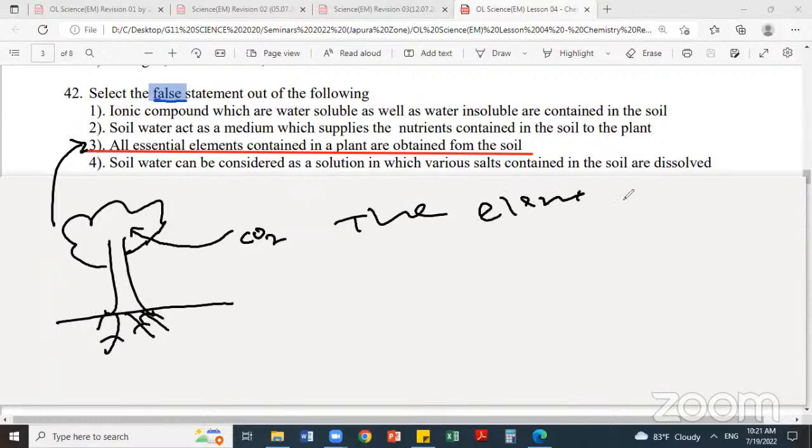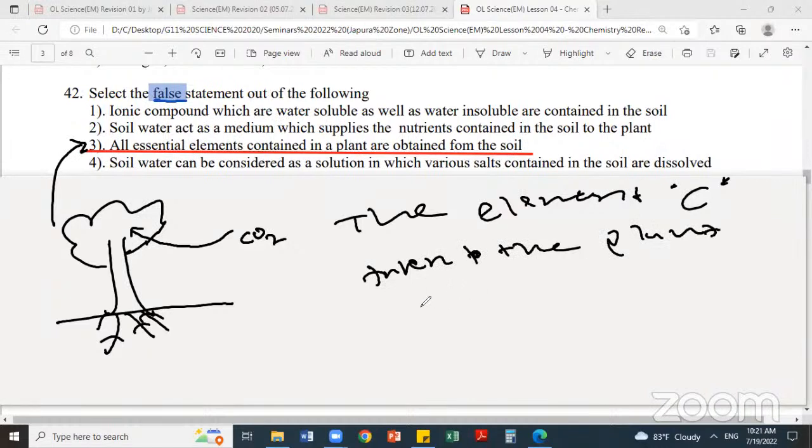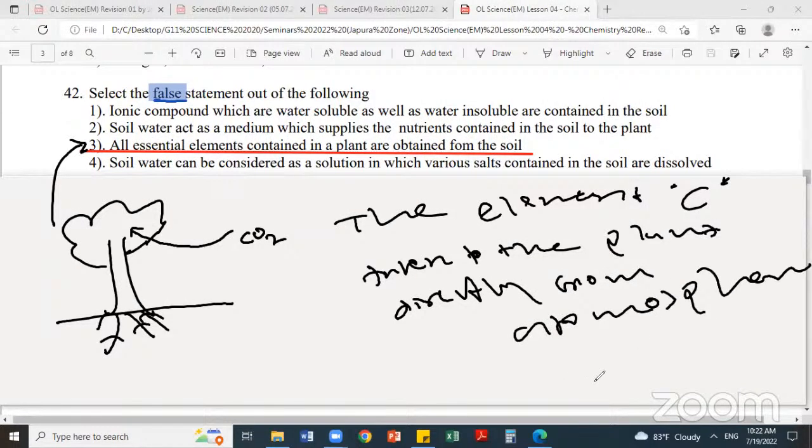The element carbon is taken to the plant directly from the atmosphere. Even nitrogen the plant cannot take directly. Nitrogen is taken from the soil. Carbon is taken from the atmosphere, not in pure form, but as CO2. That's why this is an all-pass question.